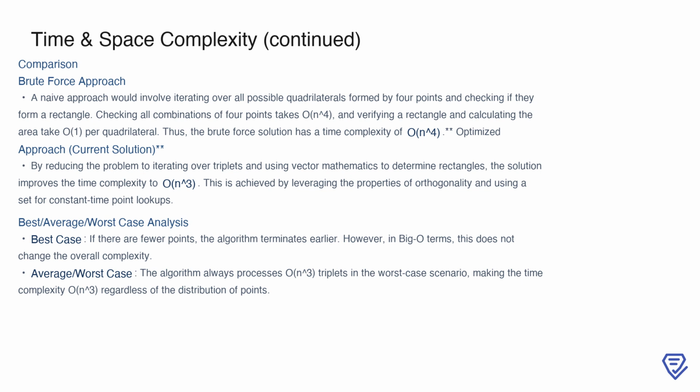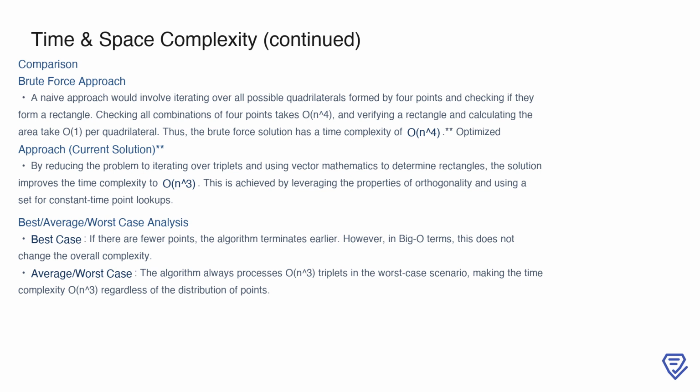Since there are n⁴ such combinations and verifying each rectangle takes O(1) time, the brute force solution has a time complexity of n⁴. In contrast, the optimized approach reduces this to n³ by focusing on triplets and leveraging vector mathematics to determine rectangles efficiently. This improvement is achieved by checking orthogonality and using a set for constant time point lookups, which eliminates the need to consider all 4-point combinations.